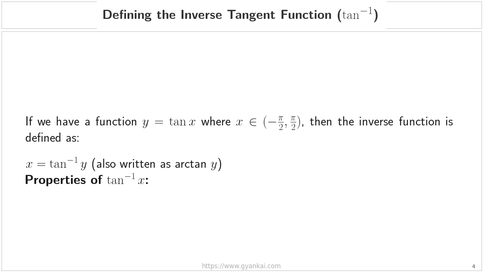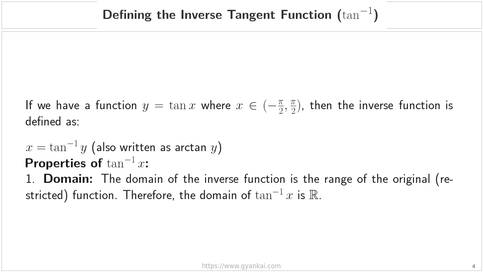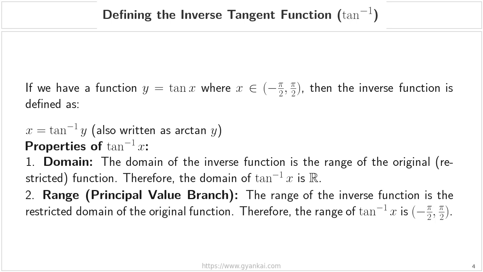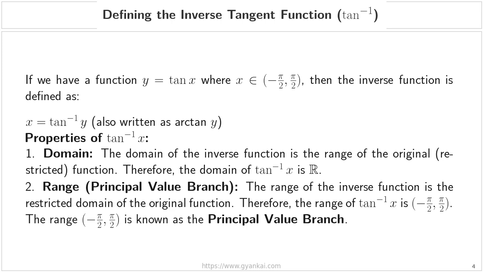Let us now examine the key properties of the inverse tangent of x. First, regarding the domain. As a general rule for inverse functions, the domain of the inverse is the range of the original function. Since the range of the tangent function is all real numbers, the domain of inverse tangent of x is the set of all real numbers. Second, let us look at the range. The range of the inverse function is the restricted domain of the original function. Therefore, the range of inverse tangent of x is the open interval from -pi/2 to pi/2. It is very important to remember that this specific range, from -pi/2 to pi/2, is known as the principal value branch. This concept is crucial, as it ensures we get a single, unique output for every input, which we will apply in the upcoming practical examples and calculations.